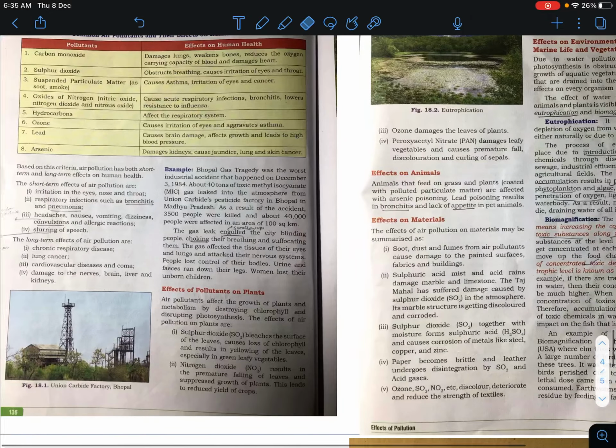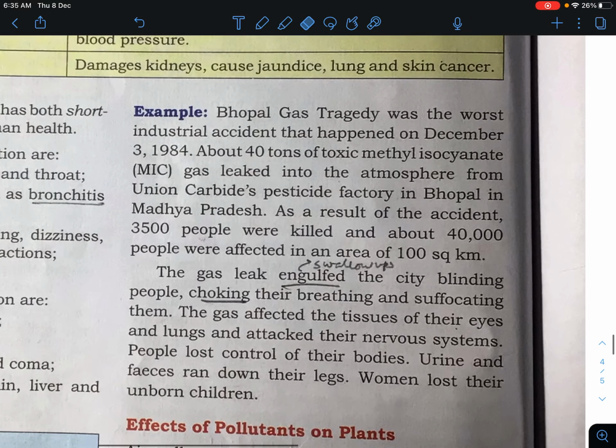Now the best example we are talking about is the Bhopal gas tragedy. The Bhopal gas tragedy was the worst industrial accident, which happened on 3rd December 1984, when about 40 tons of toxic methyl isocyanate (MIC) gas leaked into the atmosphere from the Union Carbide pesticides factory in Bhopal in Madhya Pradesh.